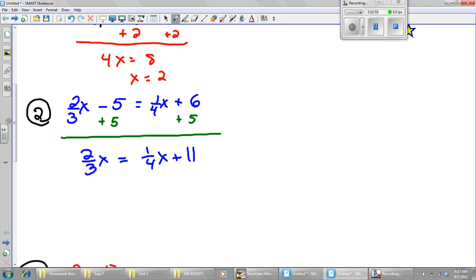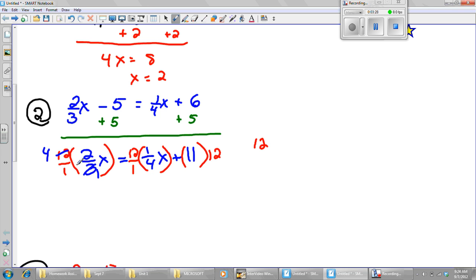Now, the LCD. I'm going to look at all the fractions, all their denominators. 3, 4, and 1. The smallest number, the least number that both 3 and 4 goes into is 12. So I'm going to multiply each term by 12 over 1. Multiply this term by 12 over 1. Multiply this term by 12. Doing so will allow this to turn into a 1 and that to turn into a 4.